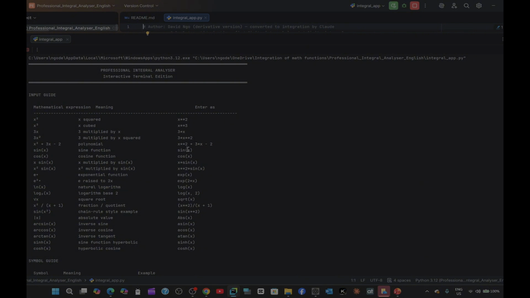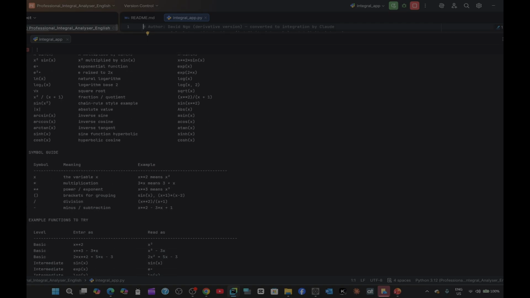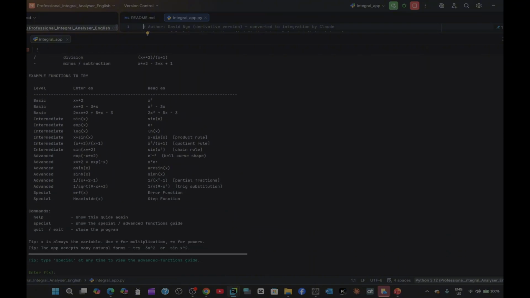The polynomial is the same thing. If it is sine x, you put sin x, cos x. For x sine x, this is x times sine x, so x star sin x. This one is very critical. You have to input it correctly: e to power x, you have to type exp x. E to power 2x is exp 2 star x. For an exponential, a raised to 2x, you see that? Log as well. All this is the guide for you to put in. Make sure you do it right, otherwise you don't get the answer. All this explains what to do.